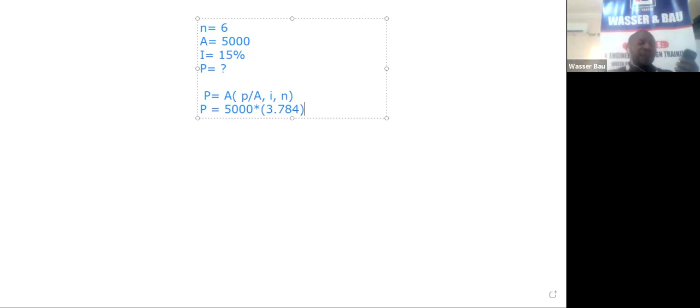Now, look for the table at 15%. N is 6 years, 6 equal repayment terms. The value will pop up: 3.784, multiplied by 5,000. That will give you P is equal to 18,920.